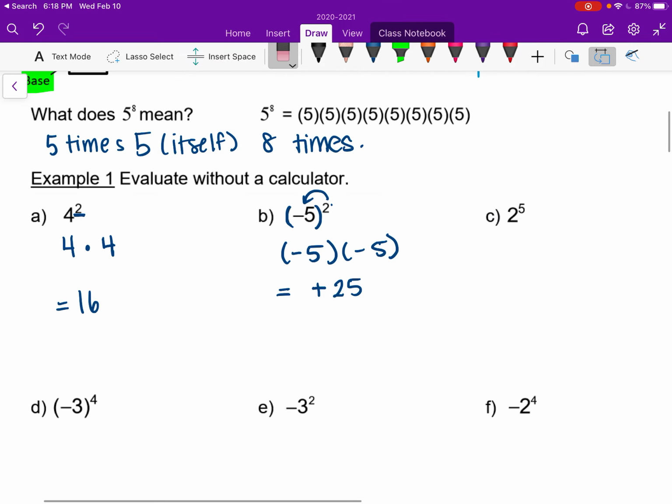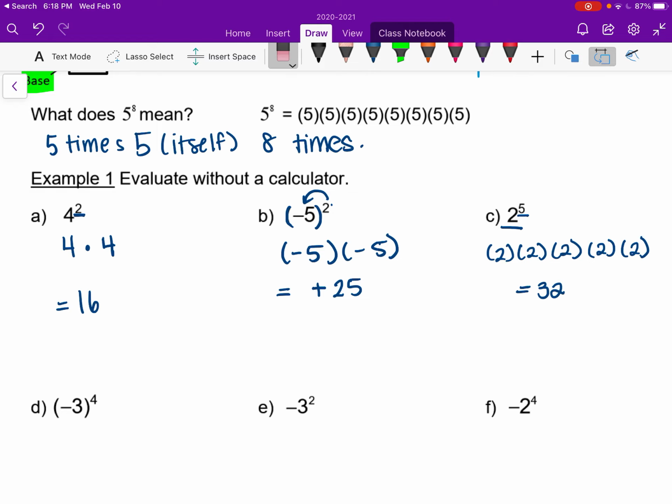All right, welcome back. So we're going to do 2 to the power of 5 now. So if I'm going to do 2 to the power of 5, I know I'm going to multiply 2 by itself 5 times. So I'm going to have 2 times 2 times 2 times 2 times 2. So I have 1, 2, 3, 4, 5 2s. 2 times 2 is 4. Times 2 is going to be 8. Times 2 is going to be 16. Times 2 is going to be 32.